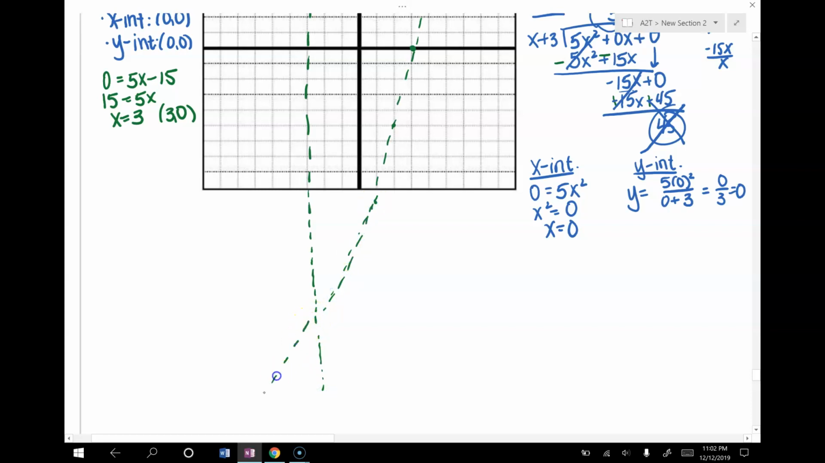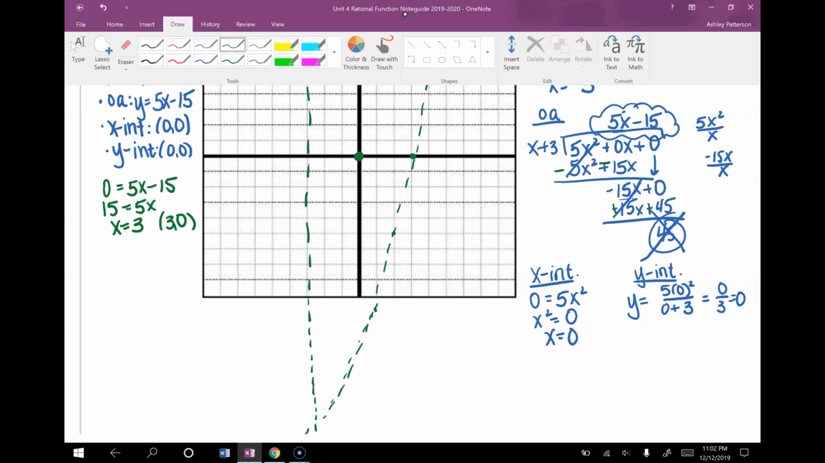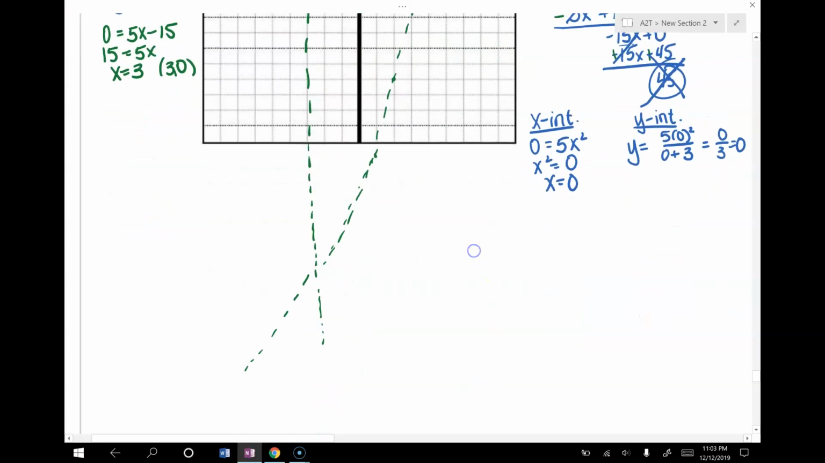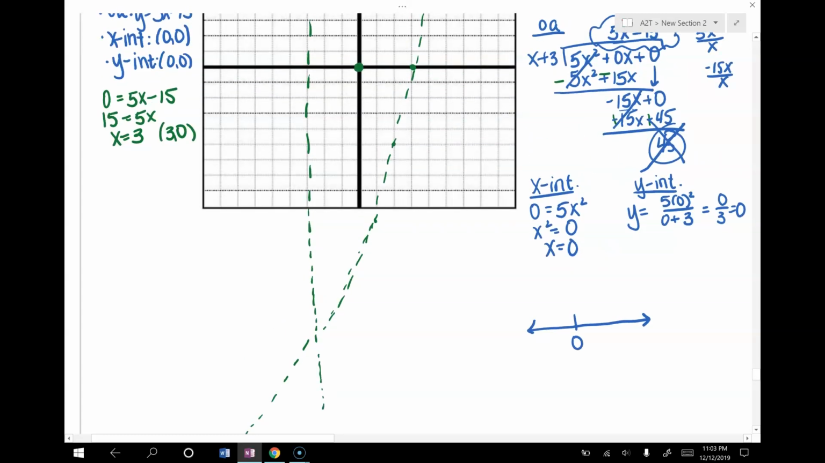That's okay. On your paper, make sure you go down and extend it so you can see it. And then we have an x and a y intercept. All right, so we have our characteristics. We found them. We sketched them. We now, at this point, need to make our number line. The number line represents our x-axis. We need to plot all of our x-intercepts and our vertical asymptotes.